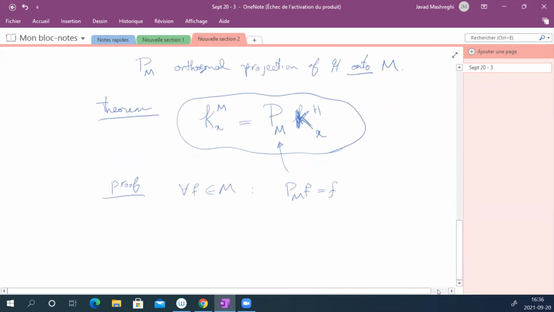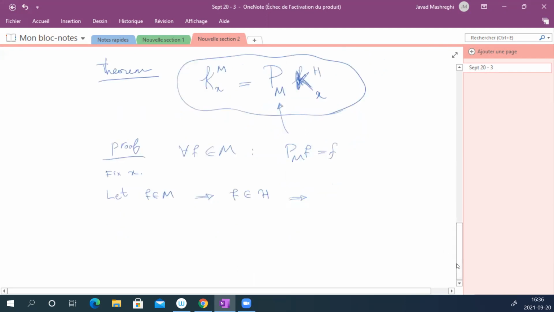And then now let us start. Let F be in M. Therefore, F is also in H. It's better to say fix X. X is fixed. And then here is the trick. We know that F of X is equal to the inner product of F with the kernel in H. That's true because it's in H. And that's the definition of kernel.